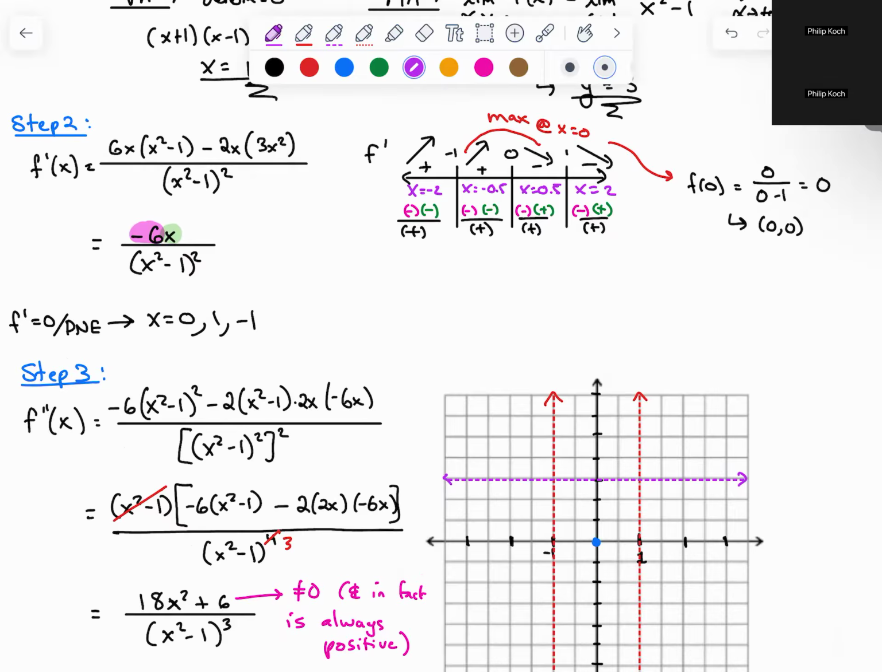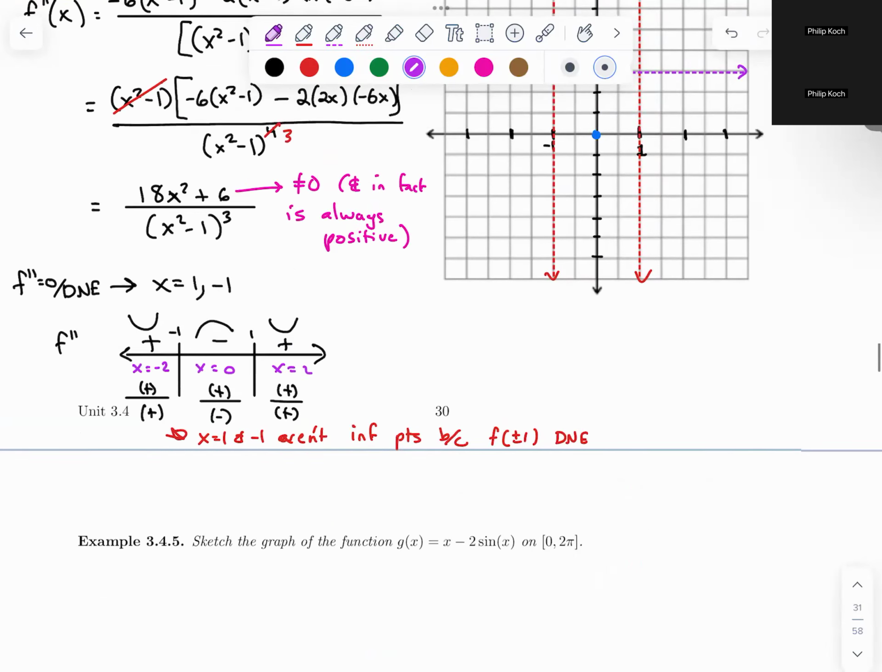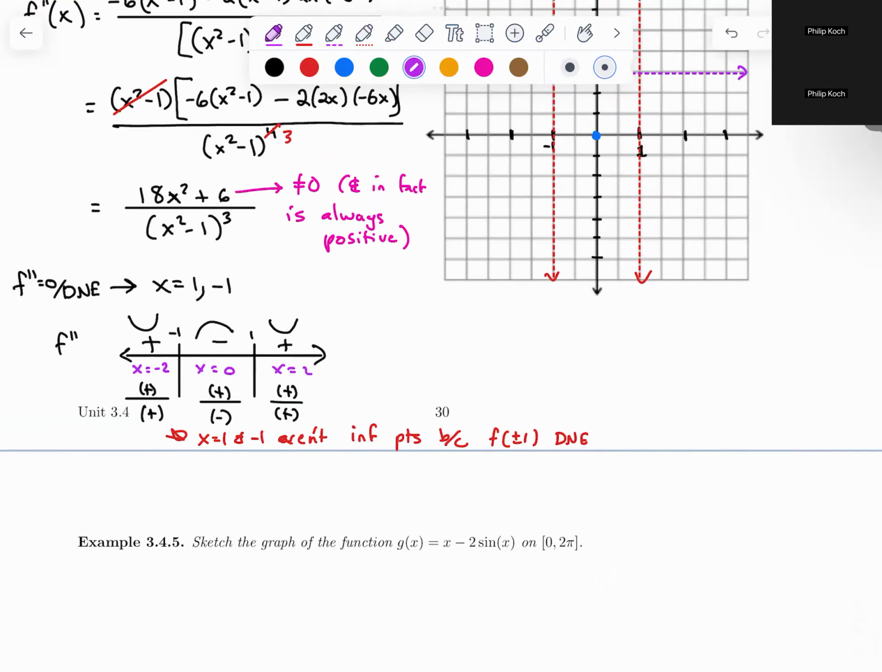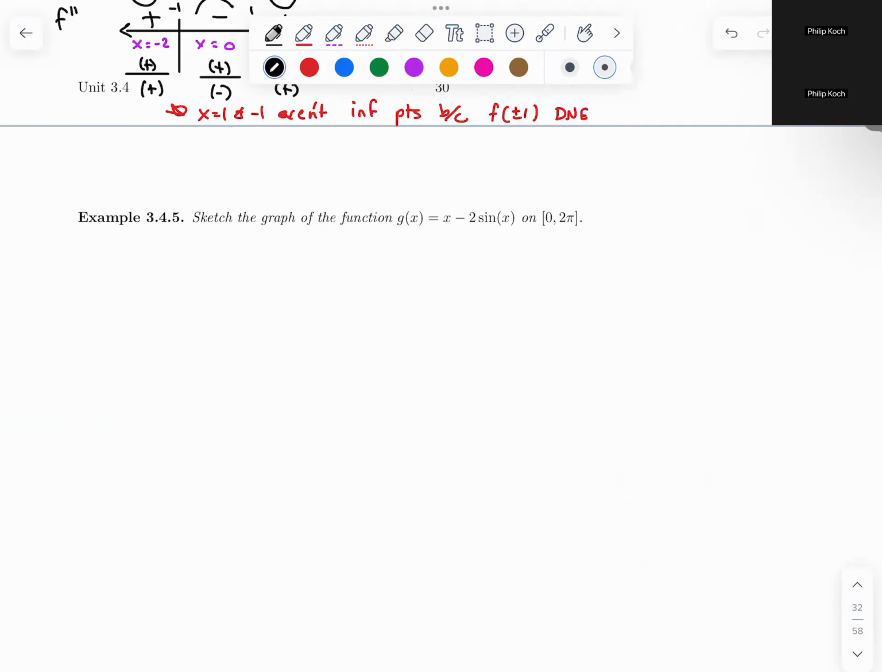So I don't get part what you wrote in red. X equals 1 and -1. Aren't those inflection points? What are inflection points? Inflection points are places where your concavity changes. So on a graph, what that usually looks like is something like this.